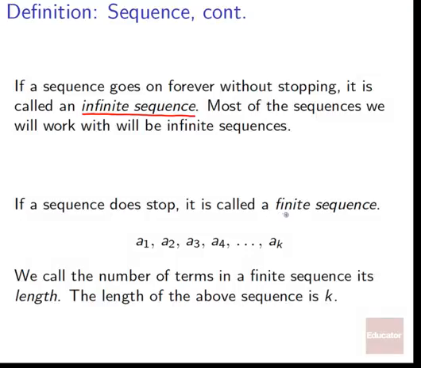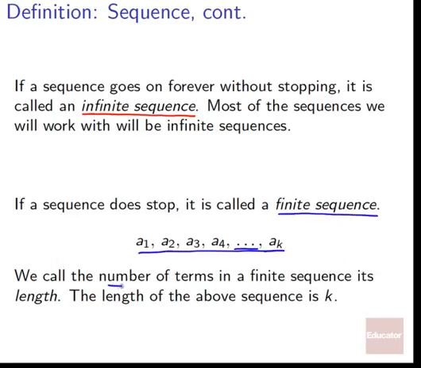On the other hand, we could have a finite sequence if the sequence does stop. In that case, we have A1, A2, A3, A4, and there's that dot, dot, dot that says continue in this manner, but then we actually stop at AK. Notice how there's nothing after the AK, it's just blank after that. That says that we've reached the end point. There's no dot dot dot to tell us keep going in this manner. We get to AK and we just stop there, so it says this is the end of our sequence.